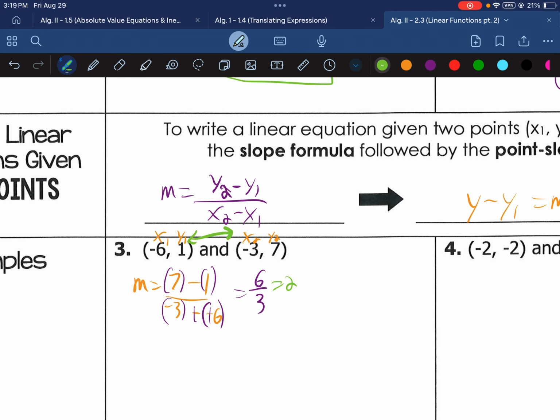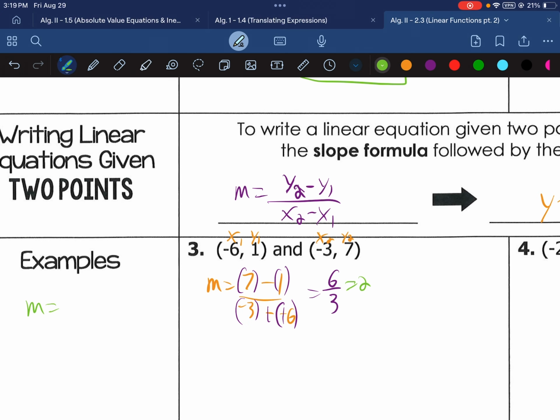Let's say we had swapped around what we called x1, y1, and x2, y2. If we had done that, all that would happen is we'd have 1 minus 7 on the top, and on the bottom we'd have negative 6 minus a negative 3. So on the top we get negative 6. On the bottom, as we add instead of subtract, we end up getting negative 3, which results in positive 2. So you get the same answer regardless.